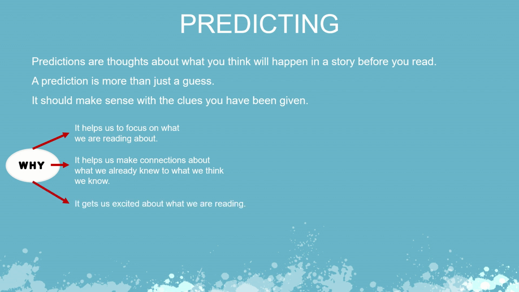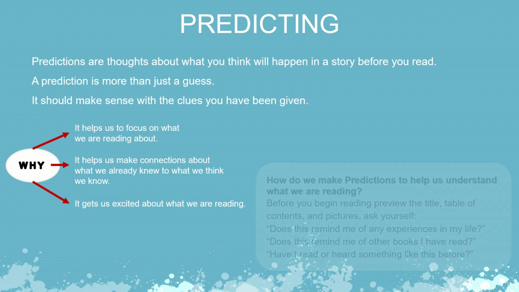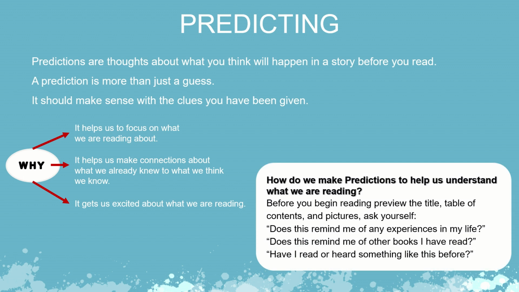It gets us excited about what we are reading. If you have some kind of guess about something and you want to know whether it's true or false, that makes your reading activity more exciting. How do we make predictions to help us understand what we are reading?